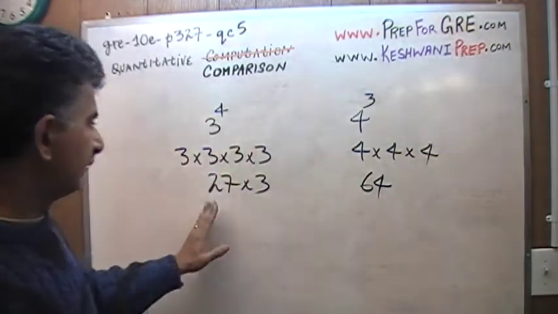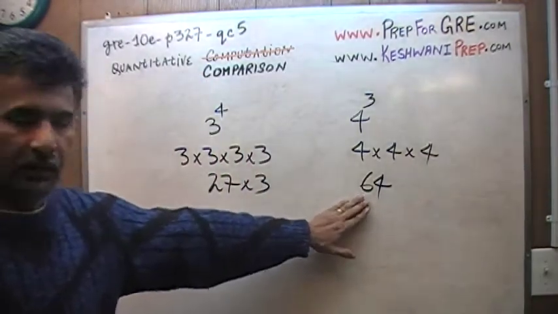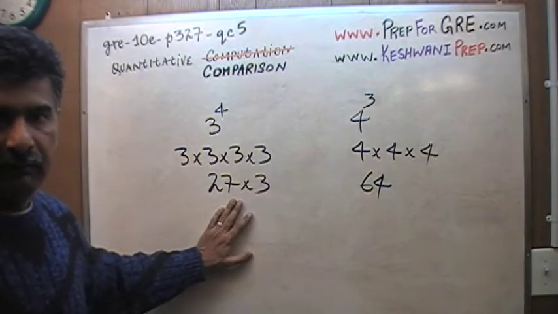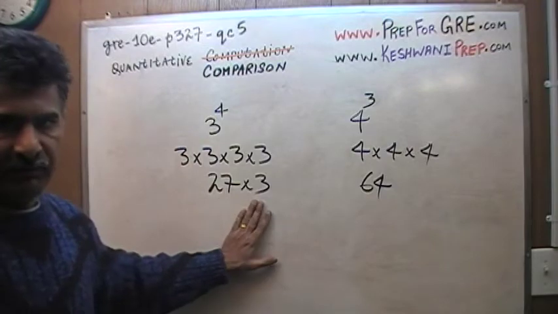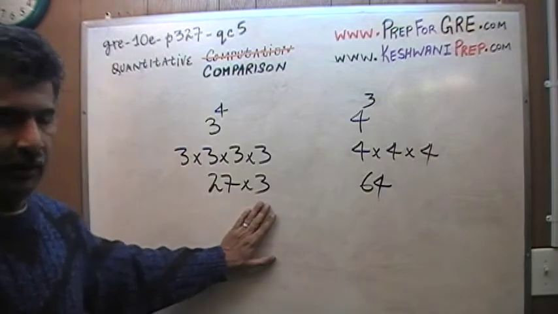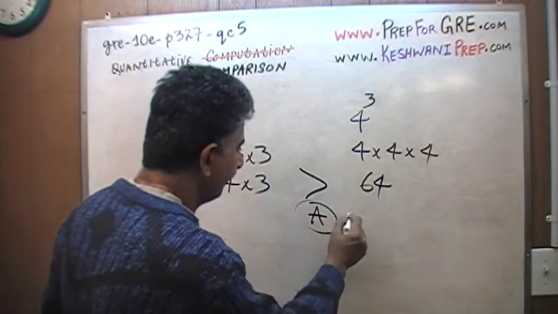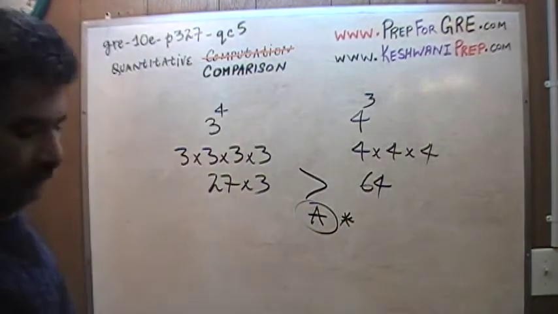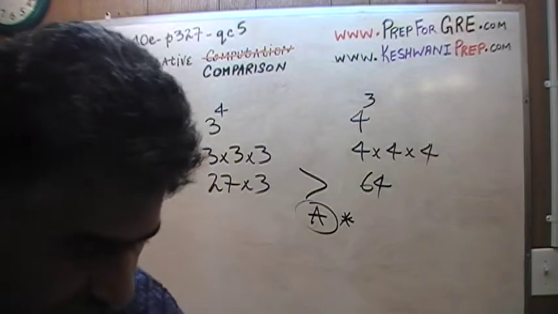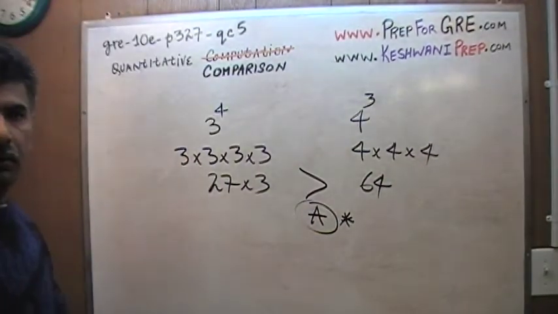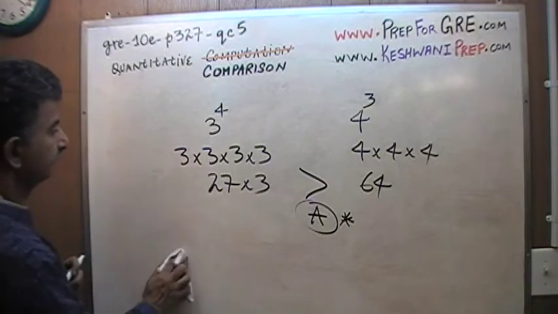Now which quantity is bigger, 27 times 3 or 64? Of course this quantity is bigger because we know that 25 times 3 is 75. If 25 times 3 is 75, then 27 times 3, whatever it is, it's got to be more than 64. That's it. The answer is A. That's all. Let's go to number 6.